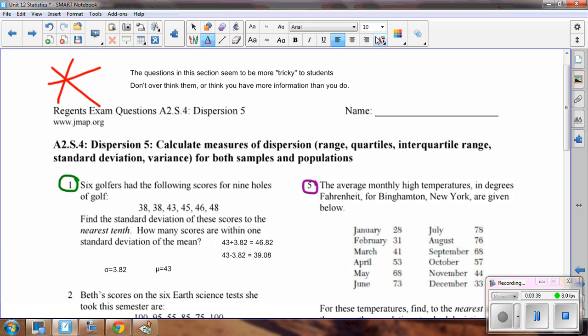So let's look. Is 38 in between them? Nope, not 38, not 38 again. Yes to 43, yes to 45, yes, 46 is less than this number, but 48 is not. So the question is, find the standard deviation to the nearest tenth. So we're going to have 3.8 to be our actual standard deviation. And how many scores are within one standard deviation of the mean? That would be 3 scores.